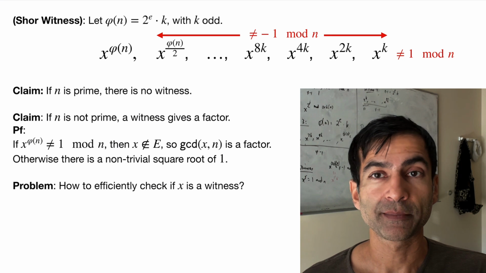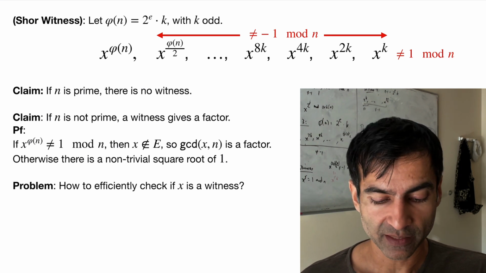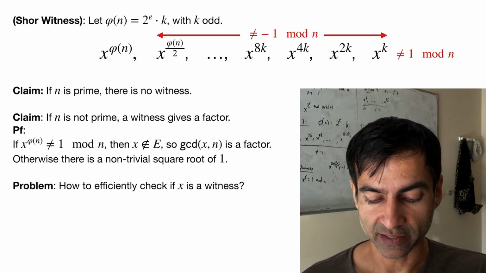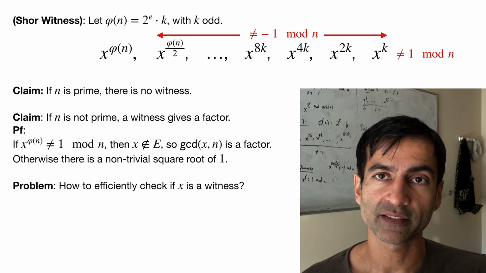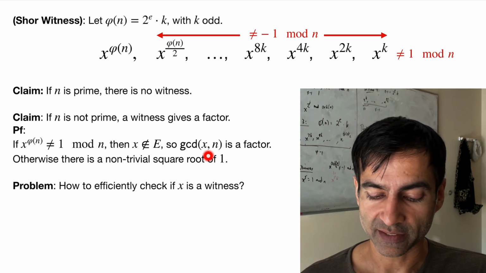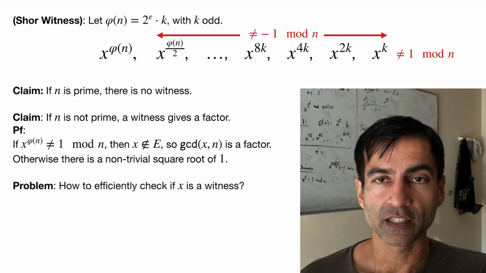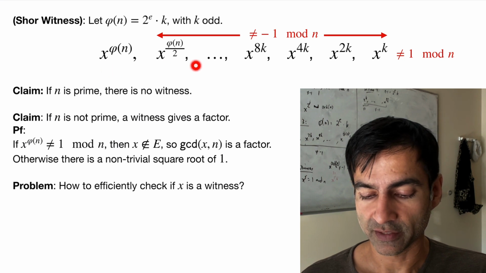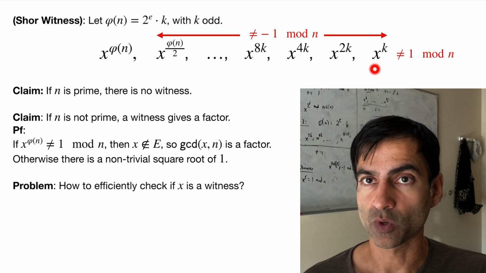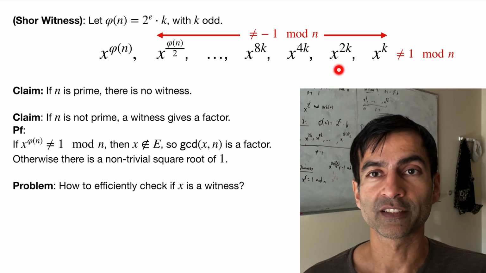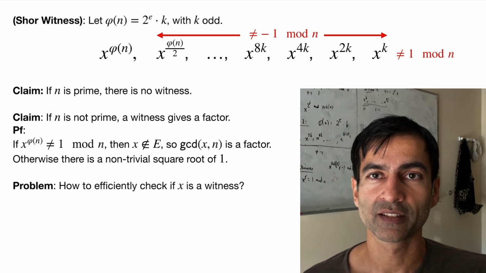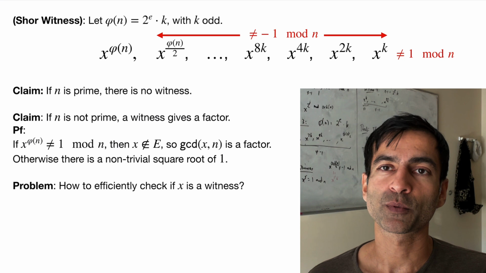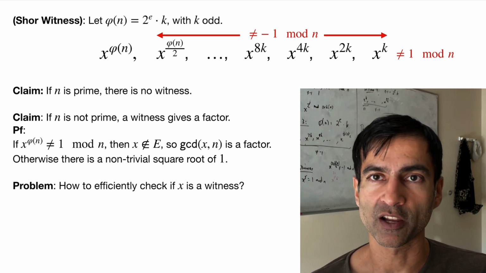If n is not prime, I claim that a witness leads to a factor of n. And that's because if this number is not 1 modulo n, then x must have a common factor with n. And so the GCD of x and n is a factor. If on the other hand you have a witness where this is 1, then if you go down here, none of these are minus 1, and the end here is not 1 either. So somewhere along the way you have to discover an interesting square root of 1, which, as we discussed earlier, leads to a factor of n. So for numbers n that are not prime, a witness leads to a factor.